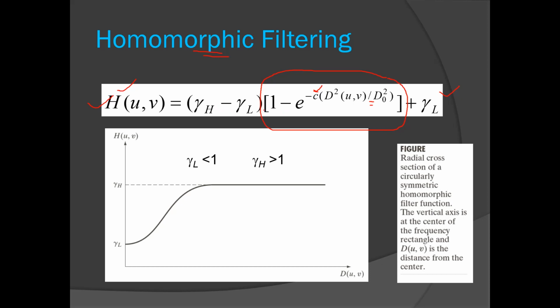Gamma h and gamma l are new factors introduced in this equation. Gamma l determines the offset, and this is its higher value. The value of gamma l will be less than 1 and gamma h will be greater than 1. So these are the parameters by which we control the values of h of uv, and this c actually controls the sharpness of this curve. This curve will go from here to here, and that sharpness will be decided by this c factor.